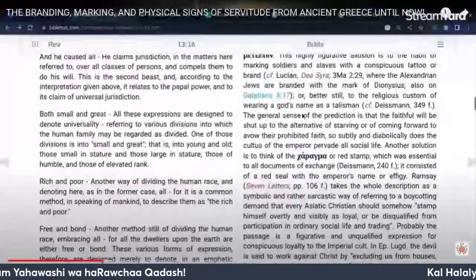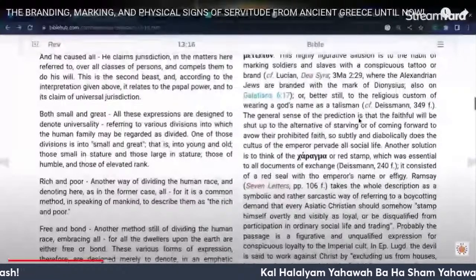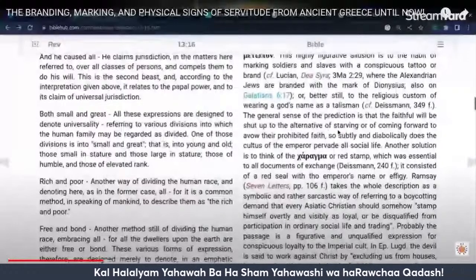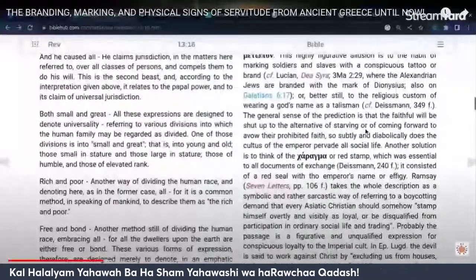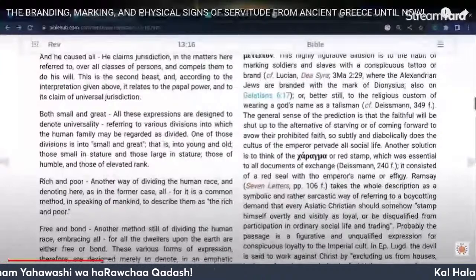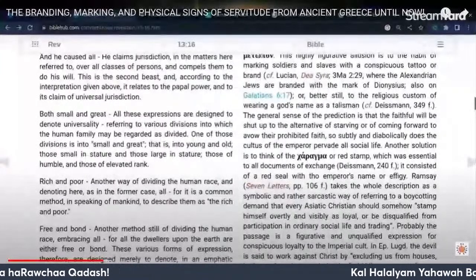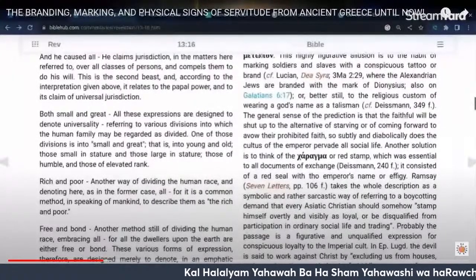It says the general sense of the prediction is that the faithful will be shut up to the alternative of starving. That's why there's going to be a famine. How about the man-made famine that comes along with those that don't take the mark and can't buy and sell? The Lord said, in famine you shall eat.